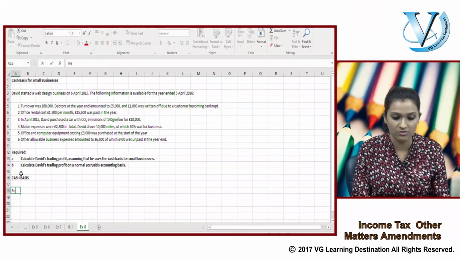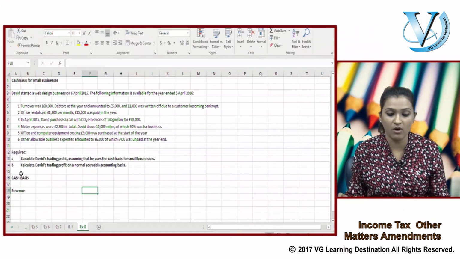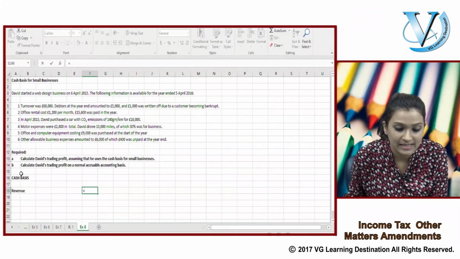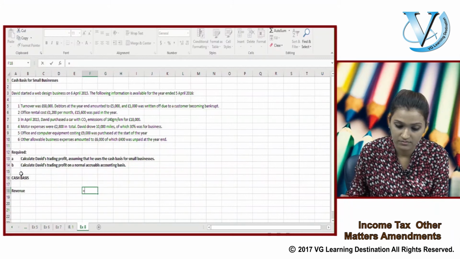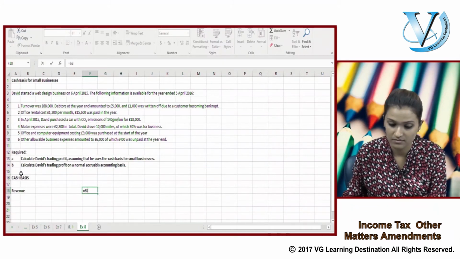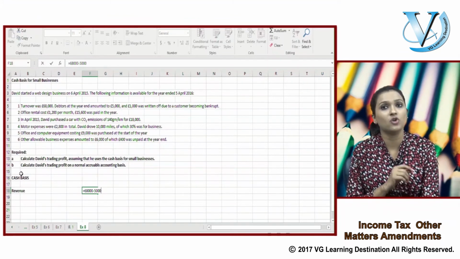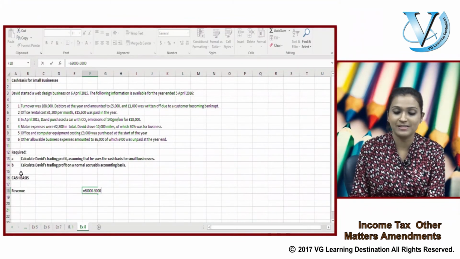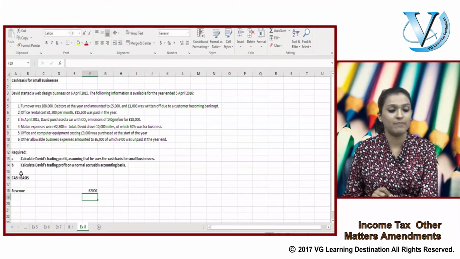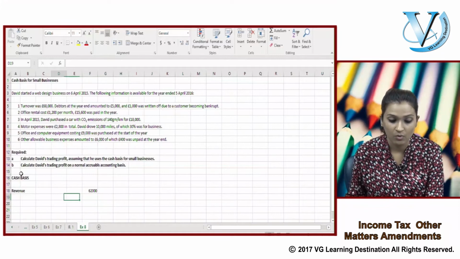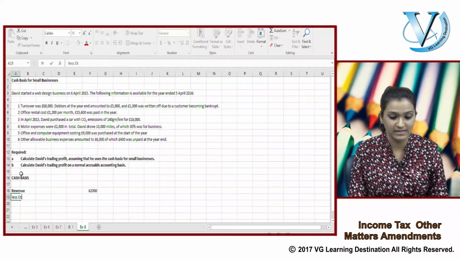First, I take into account revenue. Revenue is going to be what? Revenue is £68,000 turnover. However, 5,000 is debtor, certainly not recognized under cash basis, and write-off needs to be written off. So 62,000 pounds of revenue is there. What next? You reduce your expenses.